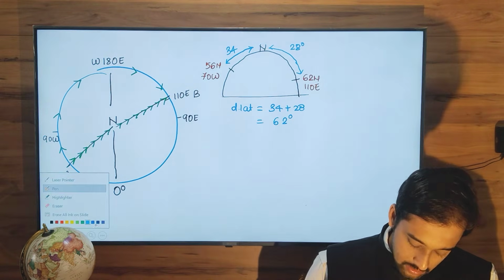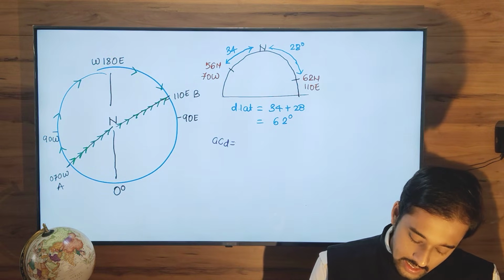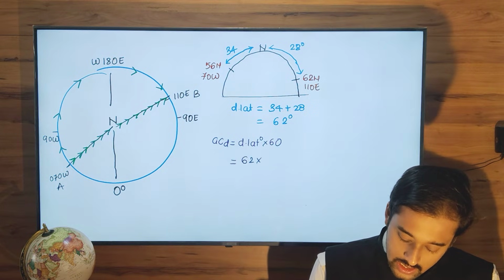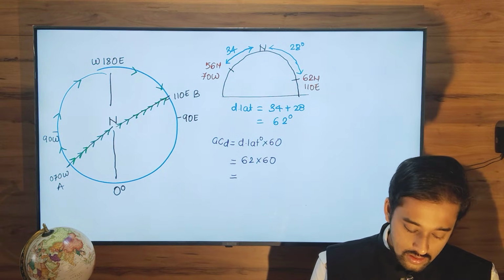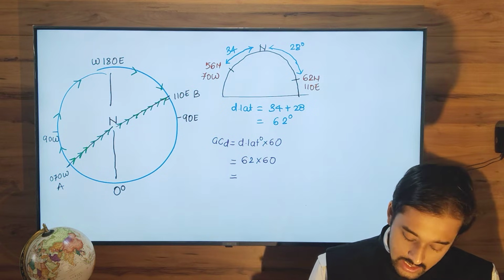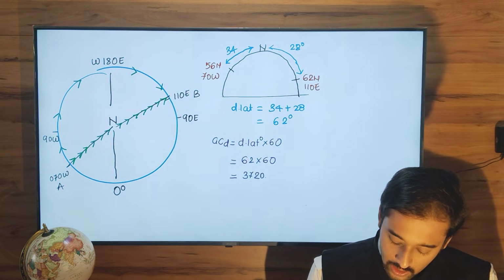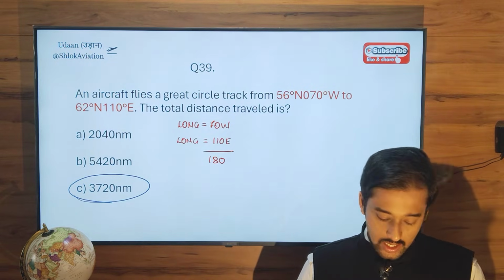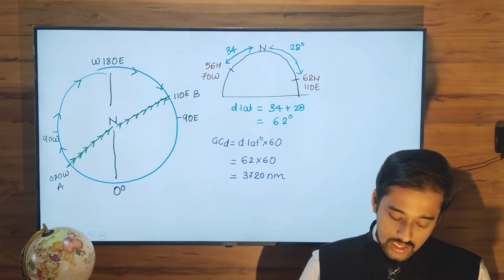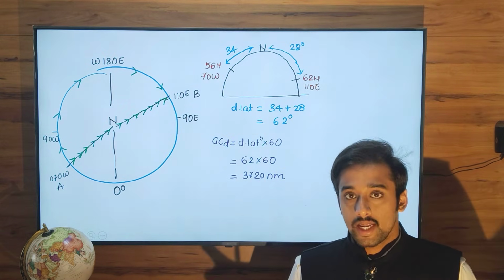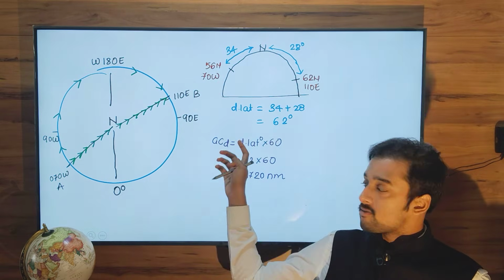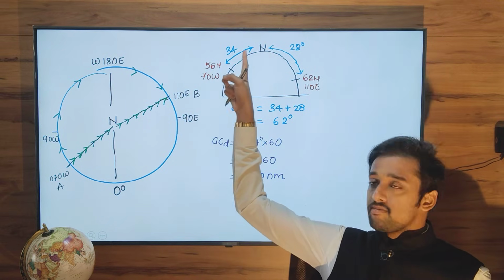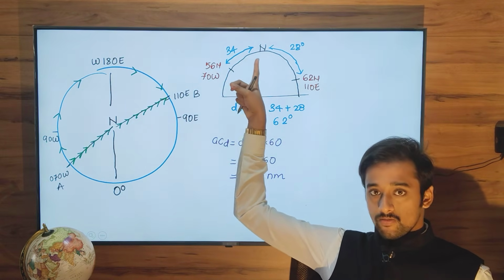So great circle distance will be DLAT in degrees into 60, 62 into 60, which is equal to 3720 nautical miles. Option C is the correct answer. Let's understand this. When the sum of the longitudes is 180, you will do the sum this way. The formula is the same, but for DLAT you find it in the same manner, but from the North Pole.